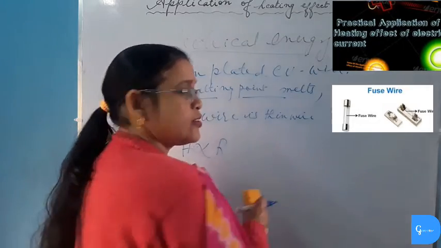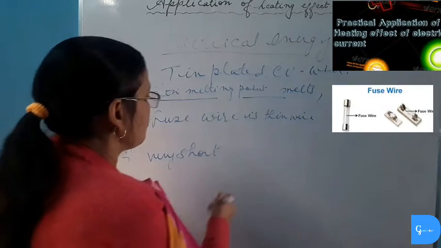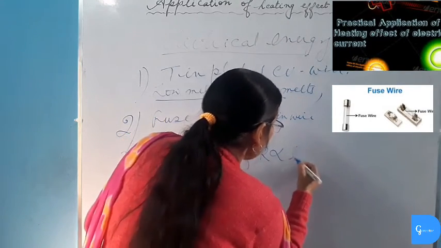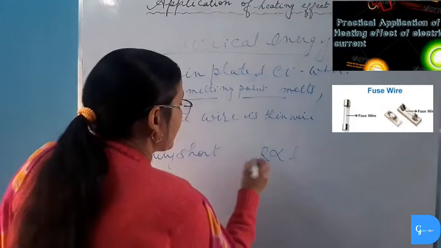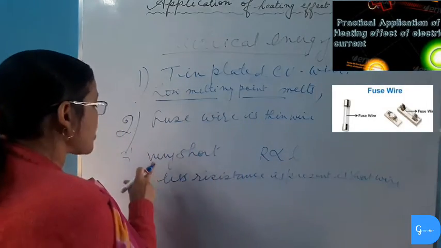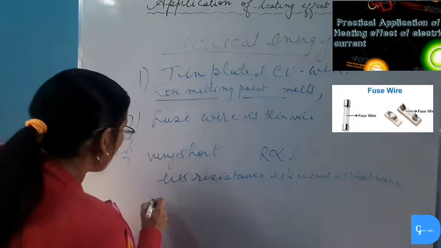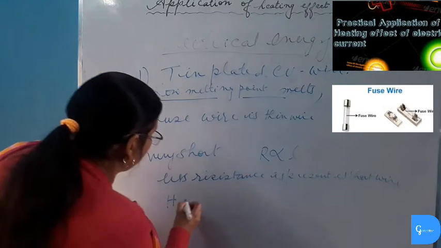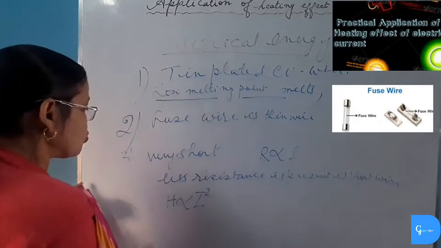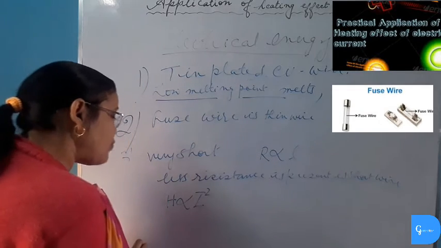Fuse wire is very short because we know that resistance is directly proportional to length. So a short wire has less resistance, and thus when resistance is less, more current flows through it. And when more current flows, according to Joule's law of heating, heat is directly proportional to the square of the current. So when more current flows, more heat will be produced.